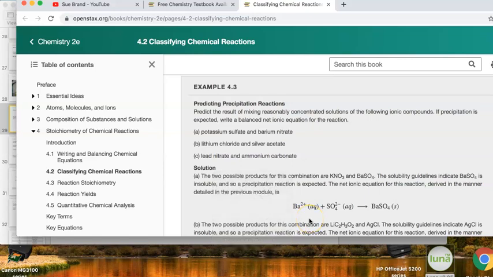Okay, so we left off where we were looking at example 4.3. We did part A, and now we need to look at part B. And so we're starting out with lithium chloride and silver acetate.